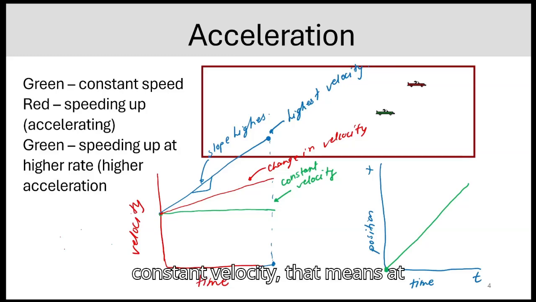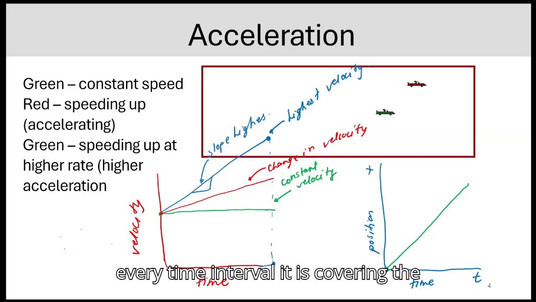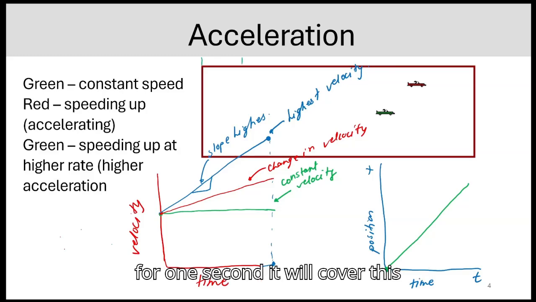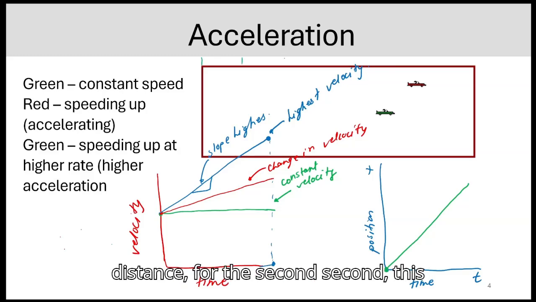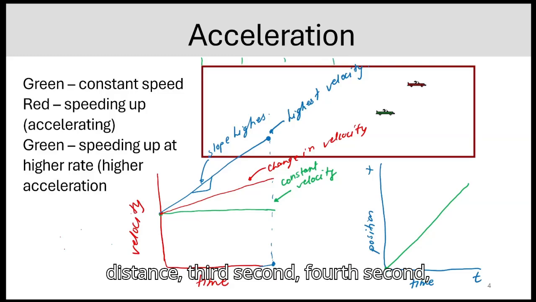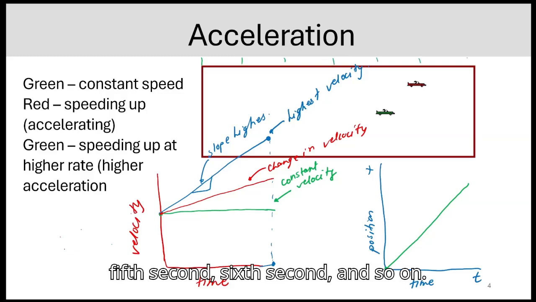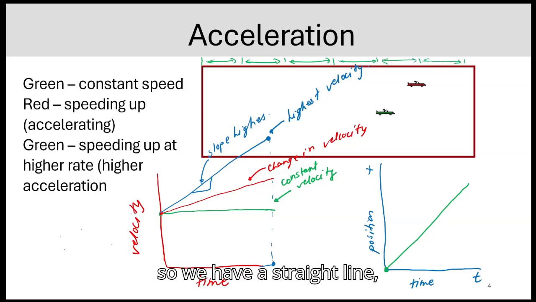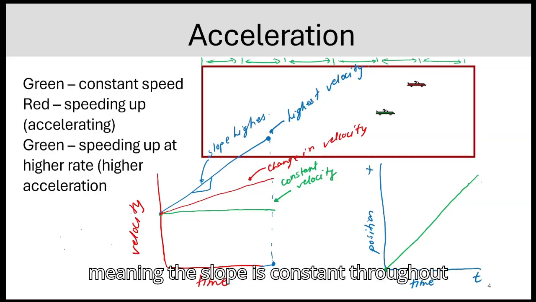That means at every time interval it is covering the exact same displacement. For example, for 1 second it will cover this distance, for the second this distance, third second, fourth second, fifth second, sixth second, and so on. The distance will be the same for each time interval. So the distance in each case is equal. So we have a straight line, meaning the slope is constant throughout the line.